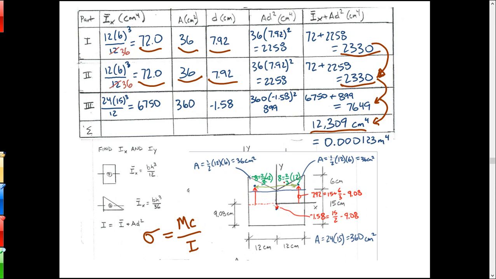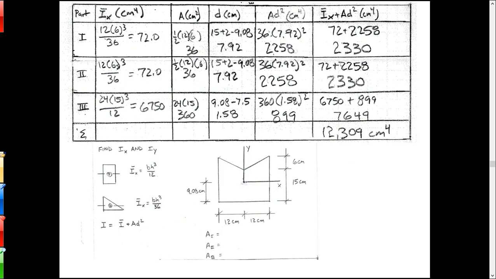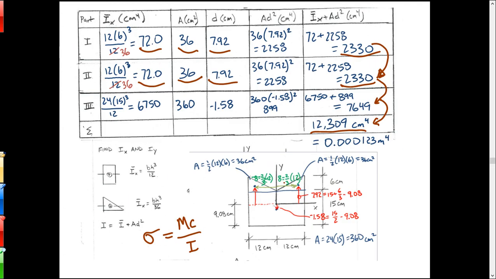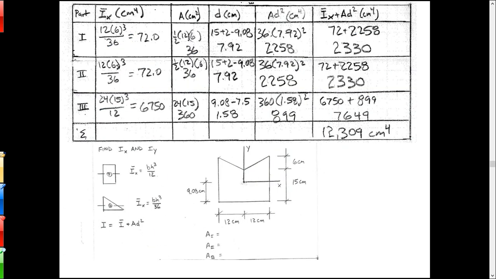Any questions on that? Doing all right? You want to do it for the y-axis? Just spend 5 or 10 minutes on that.